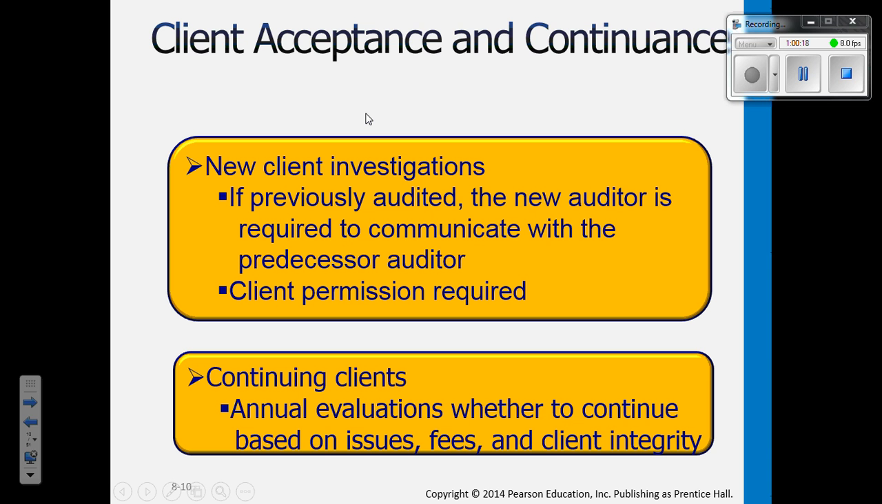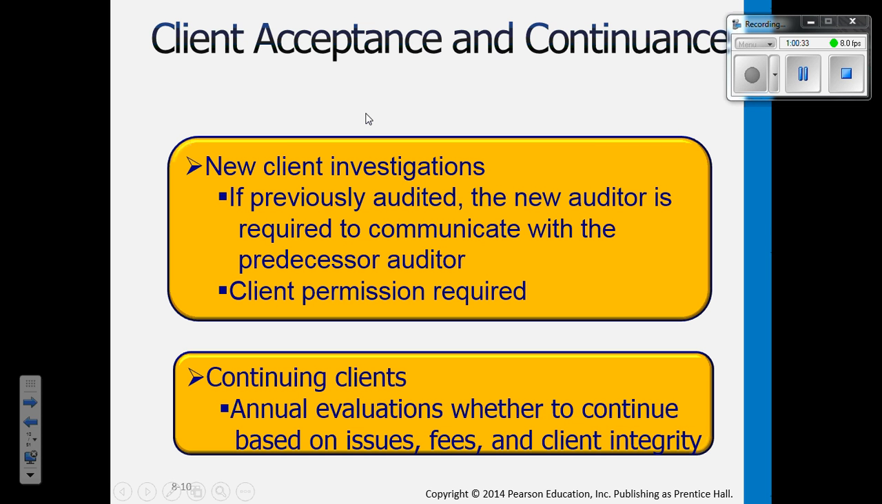Okay. So, new client investigations. If previously audited, the new auditor is required to communicate with the predecessor. Everybody got that one? Required to communicate. Is the predecessor required to communicate with you? The answer is no.